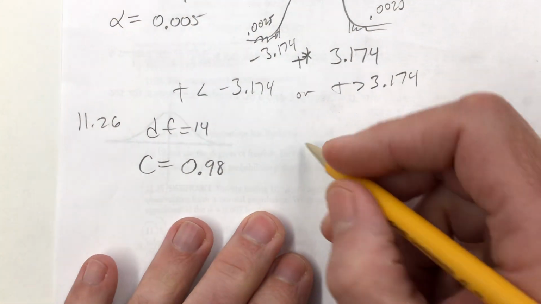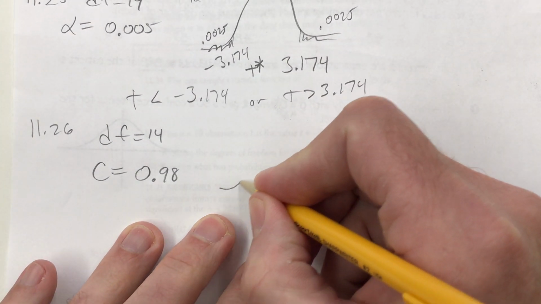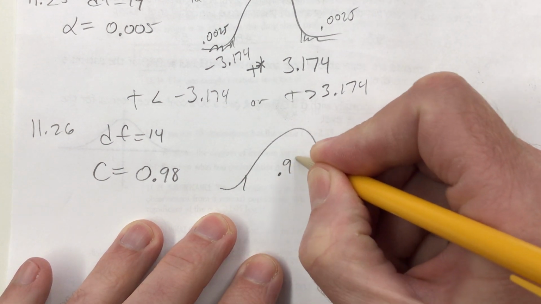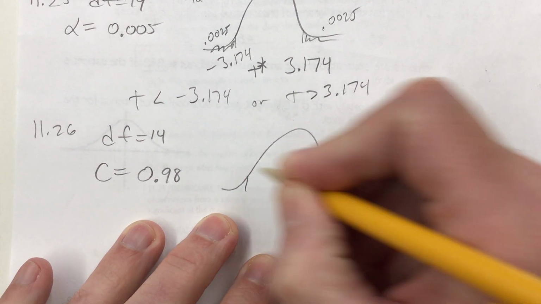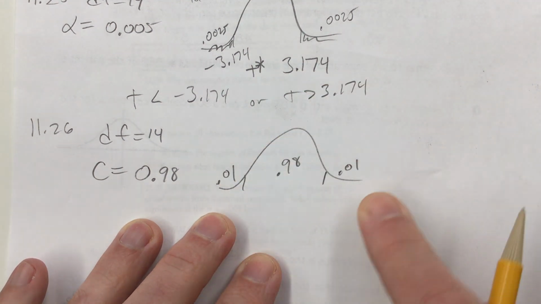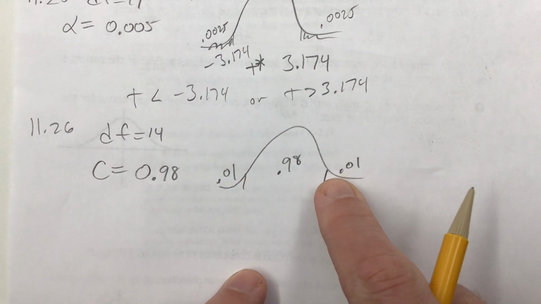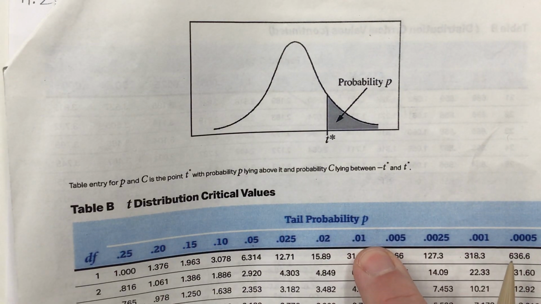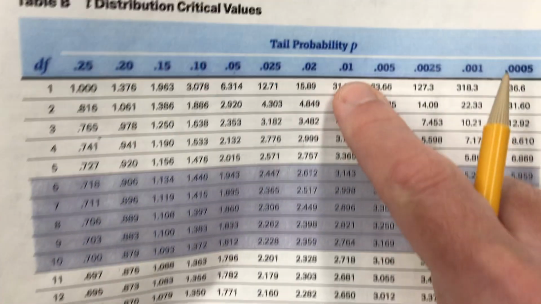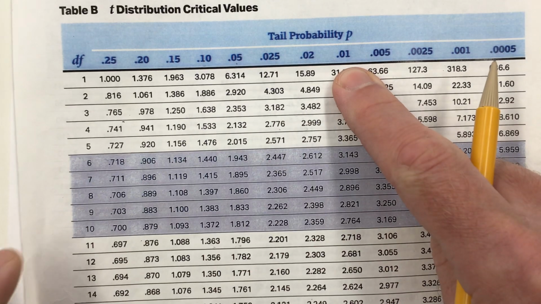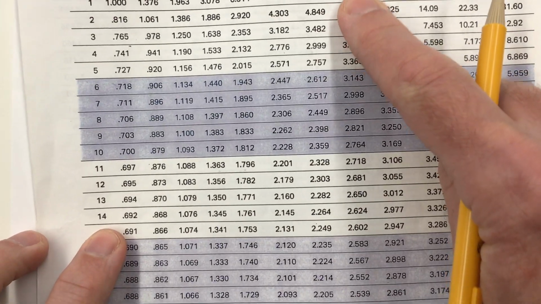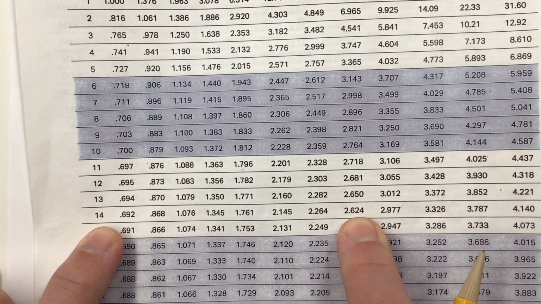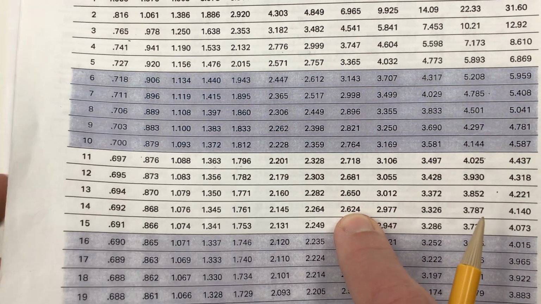Or, again, make a drawing. So if this is 0.98, right, then sure enough, that corresponds to a single tail of 1% on the right. So that's why that's the column. So I'm going to read that down to degree of freedom of 14. And there we go, 2.624.